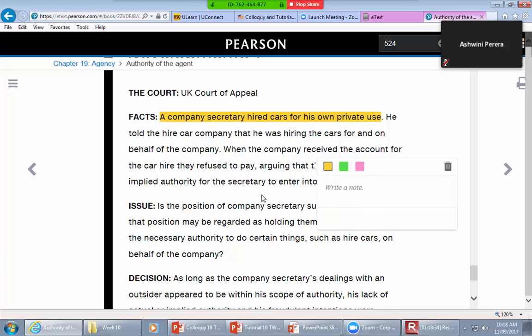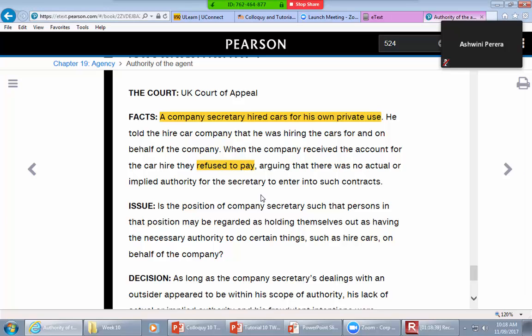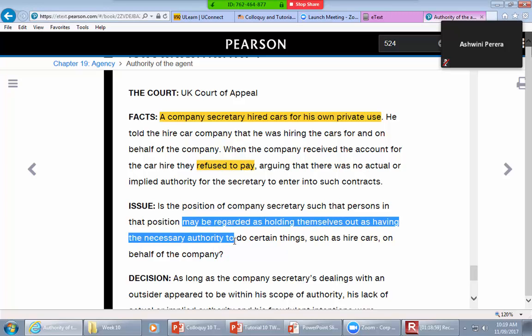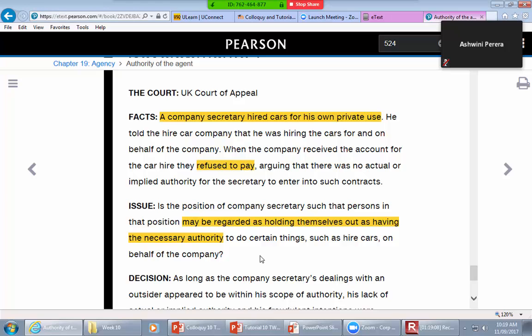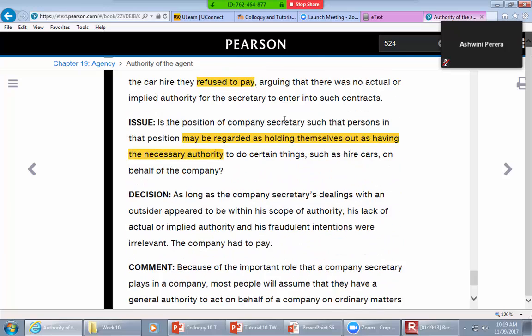Okay? They argued that there was no actual implied authority for the secretary to enter into such contracts. The issue, of course, is the position such that persons in that position, so again the objective test, okay, is the position of company secretary such that persons in that position may be regarded, by the reasonable person, as holding themselves out as having the necessary authority to do certain things, in this case to hire cars on behalf of the company. Would a reasonable person think that the secretary would have the authority to hire cars on behalf of a company? This is in 1971.